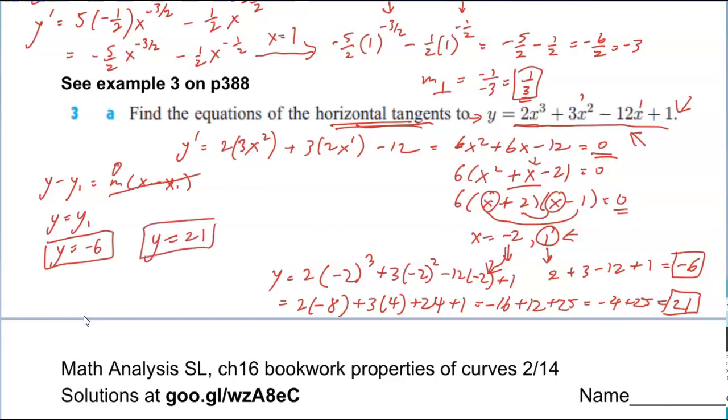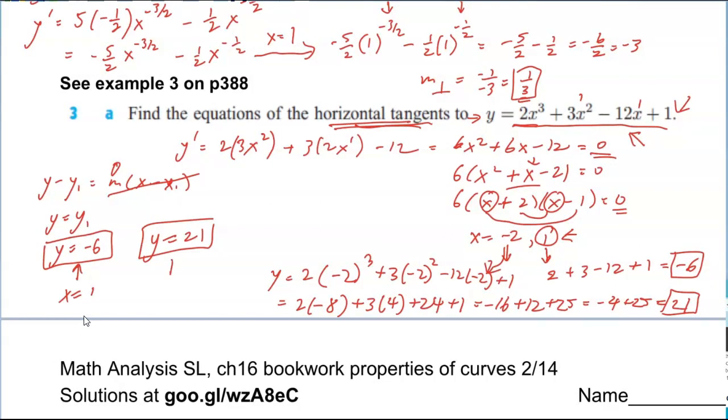So there are two lines which are tangent to this original function. They didn't ask us for it, but the x value that corresponds to this tangent would be x equals 1, and the x value that corresponds to this tangent would be x equals negative 2.